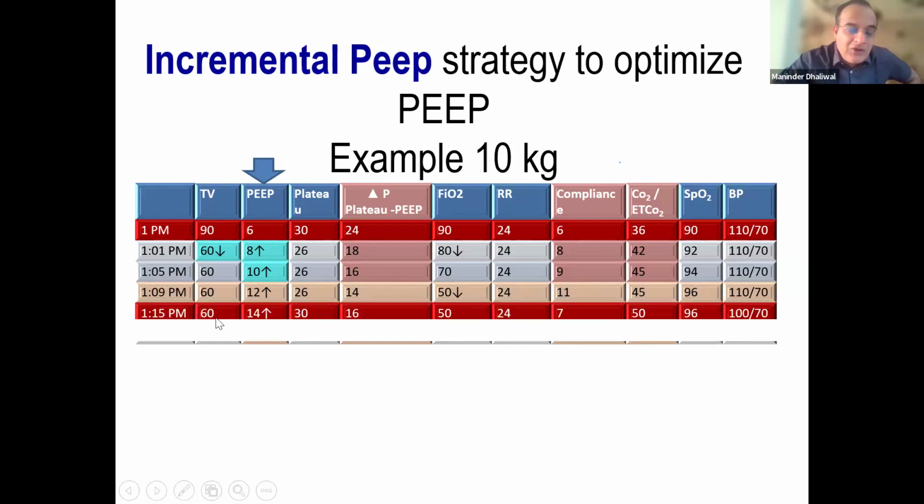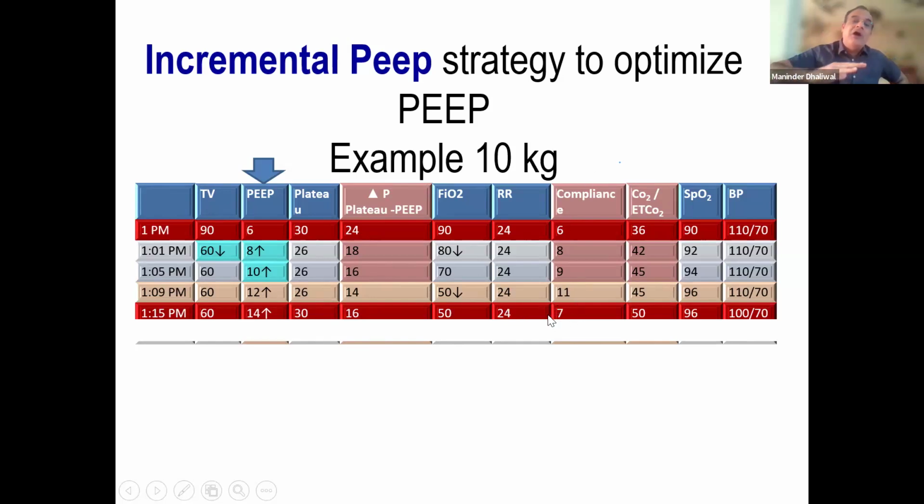So what do I do again? I increase the PEEP to 14 after again 4 or 5 minutes. And then I see my plateau has suddenly jumped to 30. That means whatever PEEP I have increased, my lung is not tolerating it. It is causing over distension. My driving pressure, if you see, 30 minus 14 is 16, that has also become bad. FiO2 and respiratory rate remain the same, but the compliance has fallen.